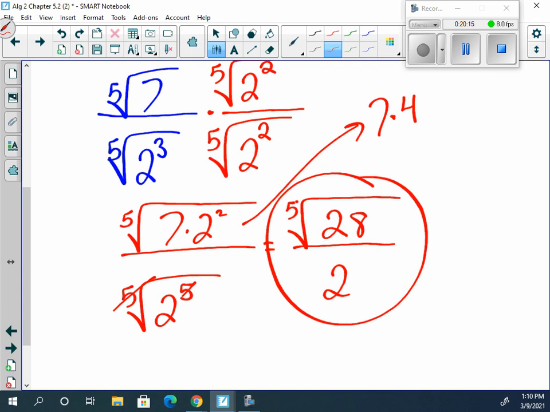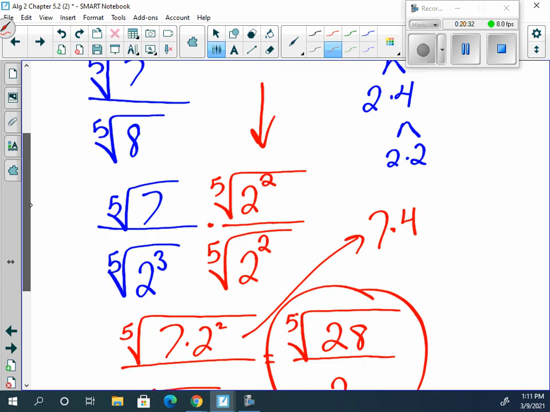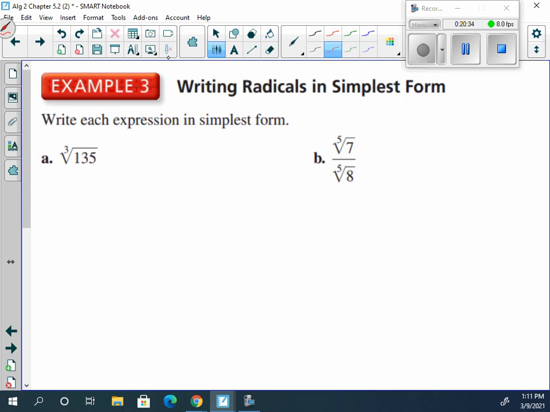So this here in simplified form is the 5th root of 28 divided by 2. And that's it. That's all we have to do for this here. Questions on this here? Okay. I said there's another way we can do this, yes?